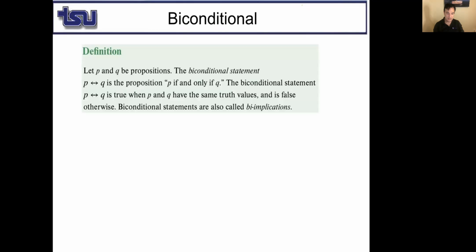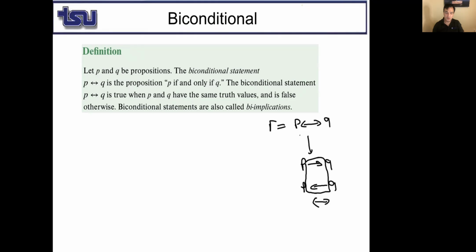Biconditional is if and only if. If you have R is equal to P if and only if Q, so for R to be true, both P and Q must have the same truth values. This means P will imply Q and Q will imply P. That means Q implies P. You see that? So therefore this arrow is two directional or bidirectional.